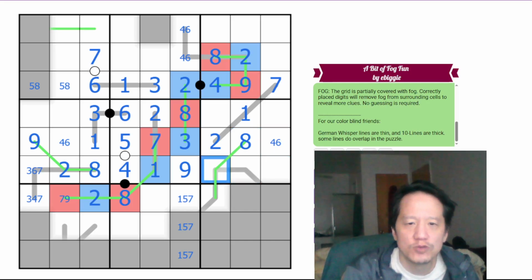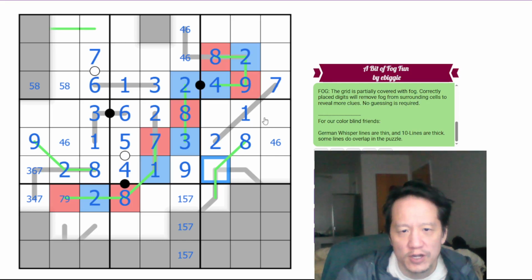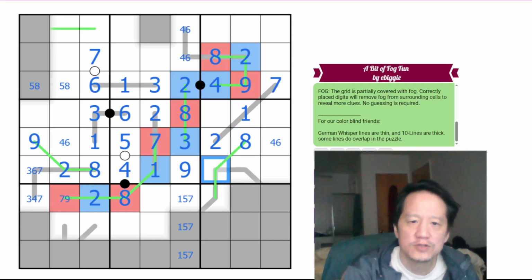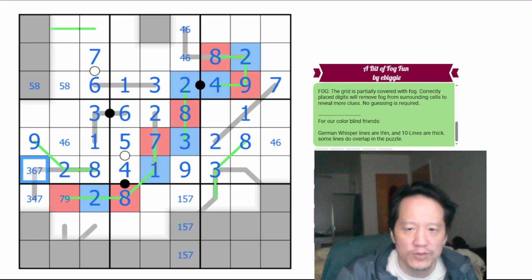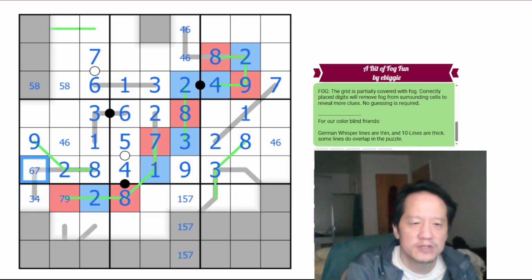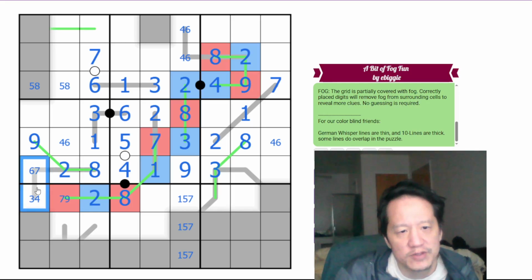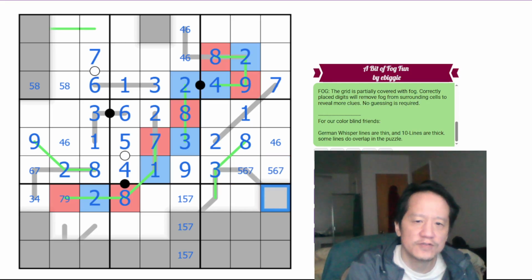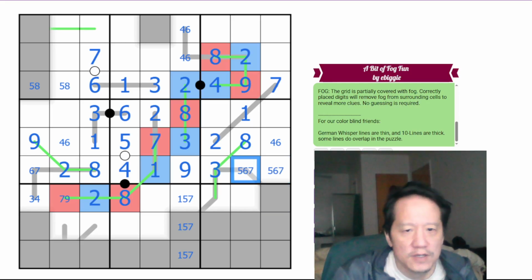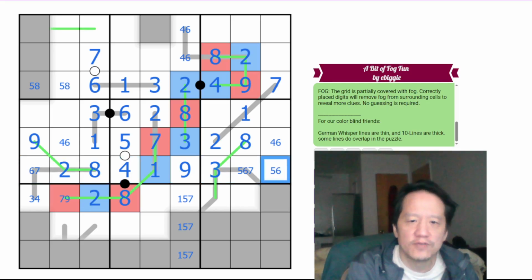8 can be next to 1, 2, or 3 on a German whisper line. And it can't be 1 or 2 because we already have a 1, 2 in the box. So this must be 3. Which means this cannot be 3 here. Therefore, this can't be 7 because these two digits must add up to 10. What do we have left here? We have 5, 6, and 7 left in row 6. But this can't be 7.